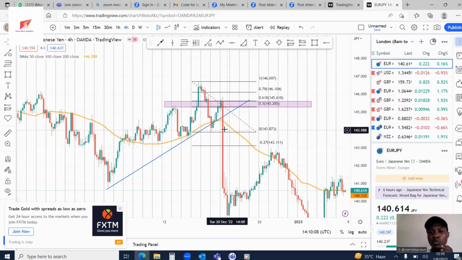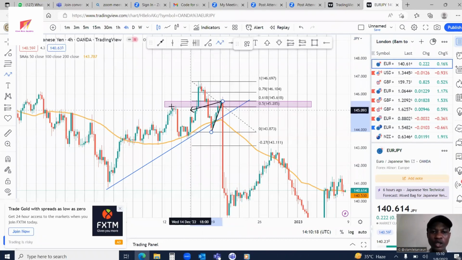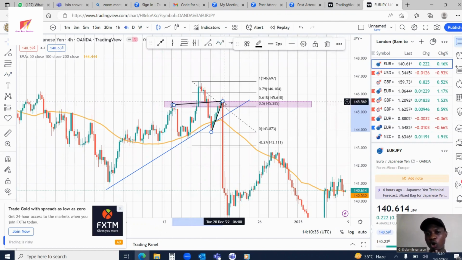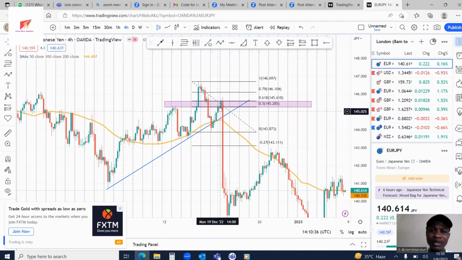So I was waiting for the market to do what? To come from this low back to this zone, so as to test the previous higher high, which is the left shoulder of the head and shoulder pattern, right? So I was waiting patiently for the market to come here. And immediately the market got here, I knew that the market is already at my zone. Then I should be looking out for a trade opportunity.